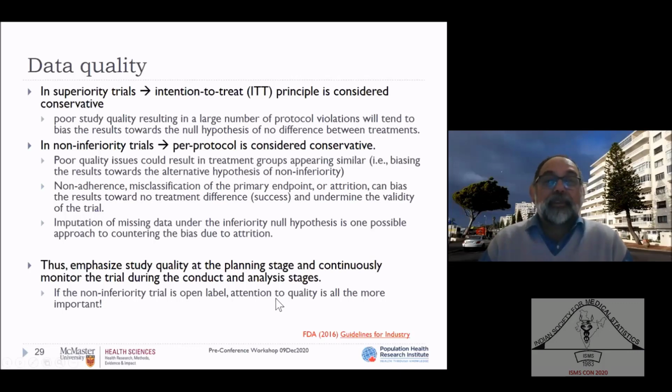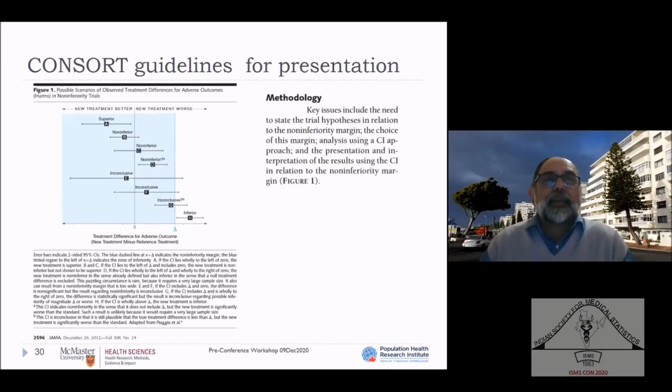Especially if it's open label, attention to quality is all the more important. This is not only stated in some articles, but it's in the guidelines to industry of the FDA. And the FDA expects them to monitor closely the data quality and the study quality in non-inferiority trials.